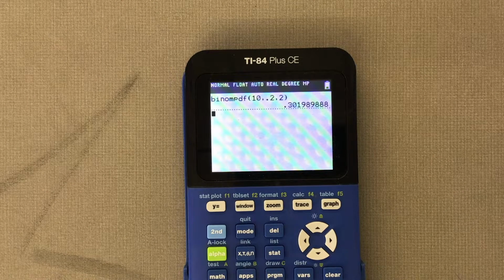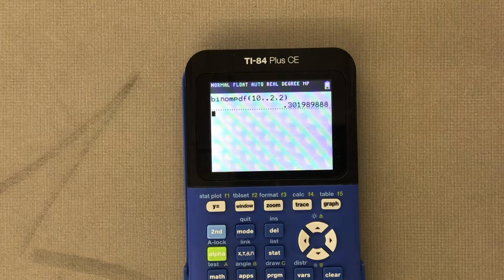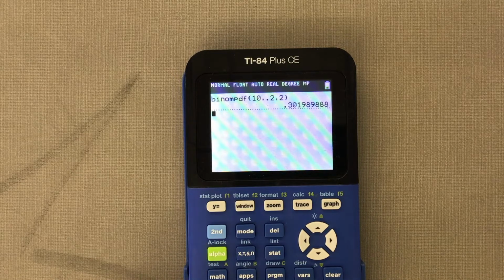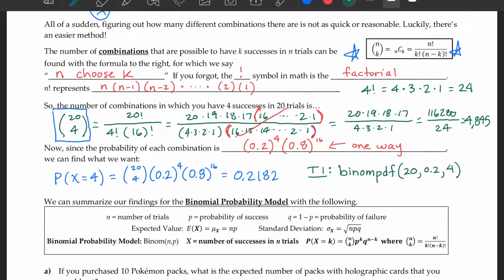0.3019. I'll round that up, 0.3020 is what I'll call that. So there's binomial PDF for us. All right, so that's how you can calculate a binomial PDF, P meaning point again, that we could do here very quickly. So that's the idea.